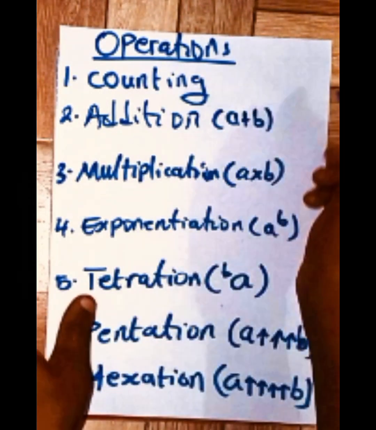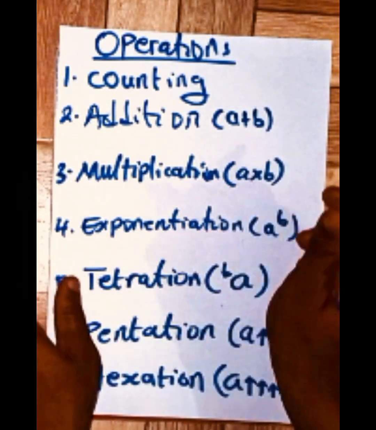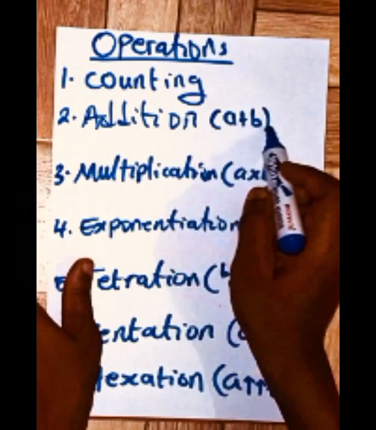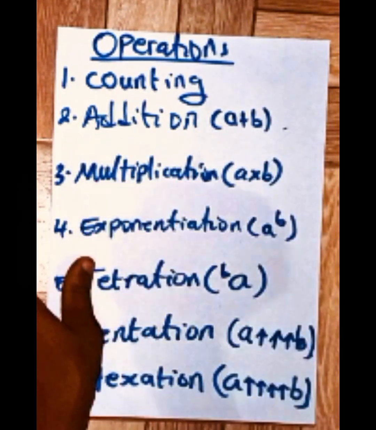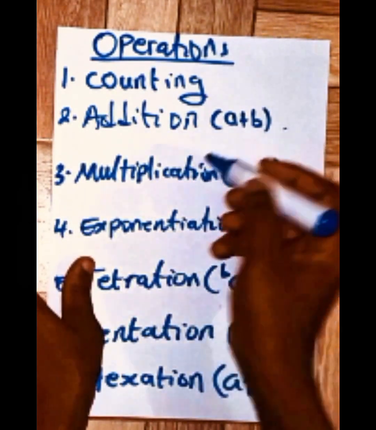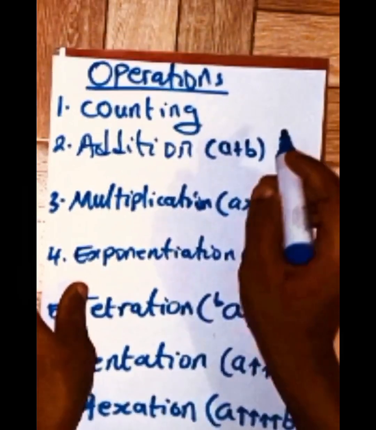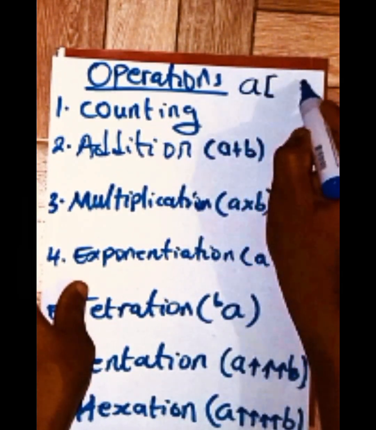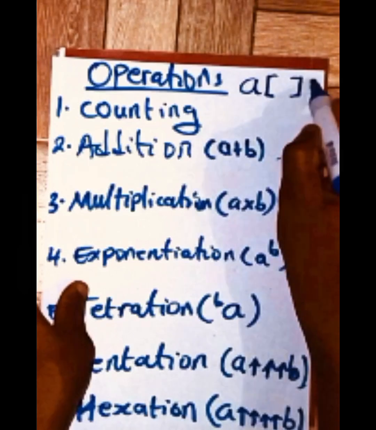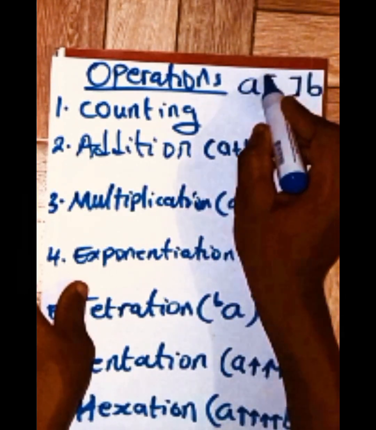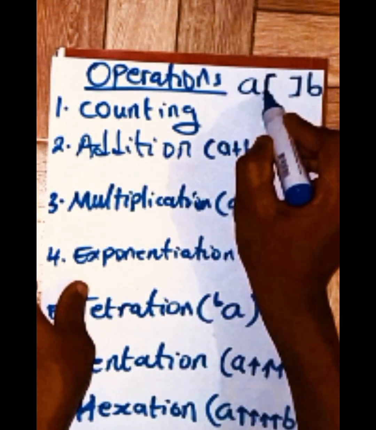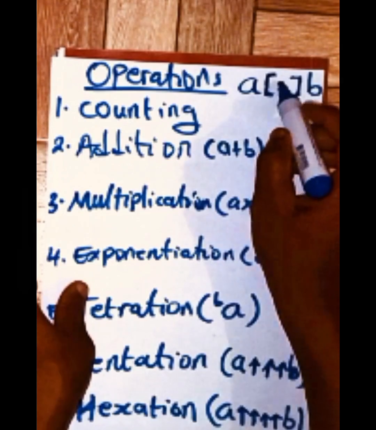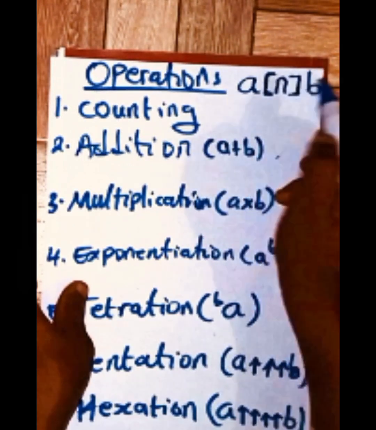So counting doesn't actually have a notation. We know how to count, so that one doesn't have a notation. But addition, we all know it's a plus b. Another way to write it, in the order of the operations, is with a notation like this. We have the first number, the order of the operation, then b. We put brackets like this, and we put the number it represents there.